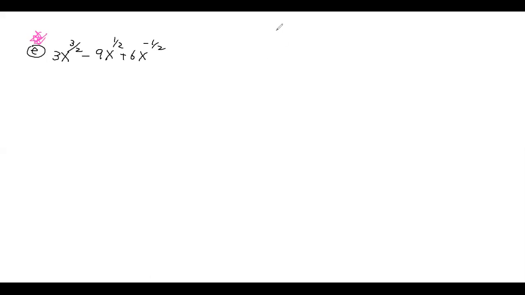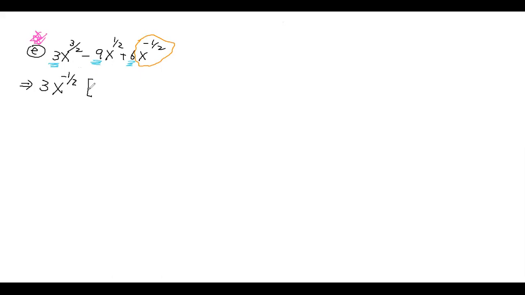For the numbers here, if you take a look at those numbers, 3, 9, 6, this is a no-brainer. I can factor out the 3. Then you have the x values, always with the fractions. The typical rule is you factor out the lowest one. So my lowest one is x to the negative 1/2. So I factor out x to the negative 1/2.